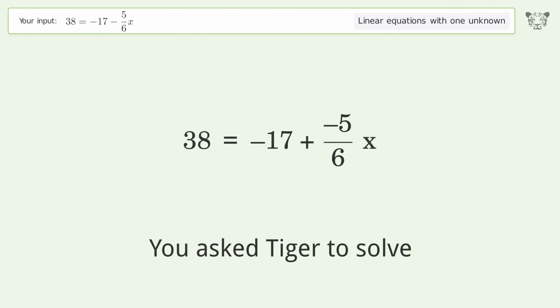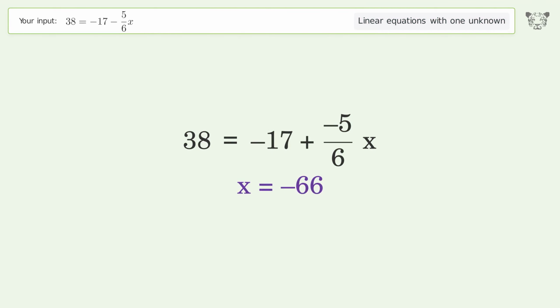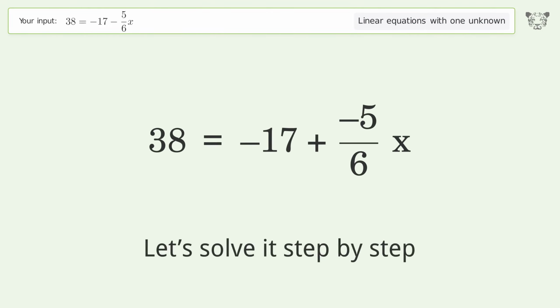You ask Tiger to solve. This deals with linear equations with one unknown. The final result is x equals -66. Let's solve it step by step.